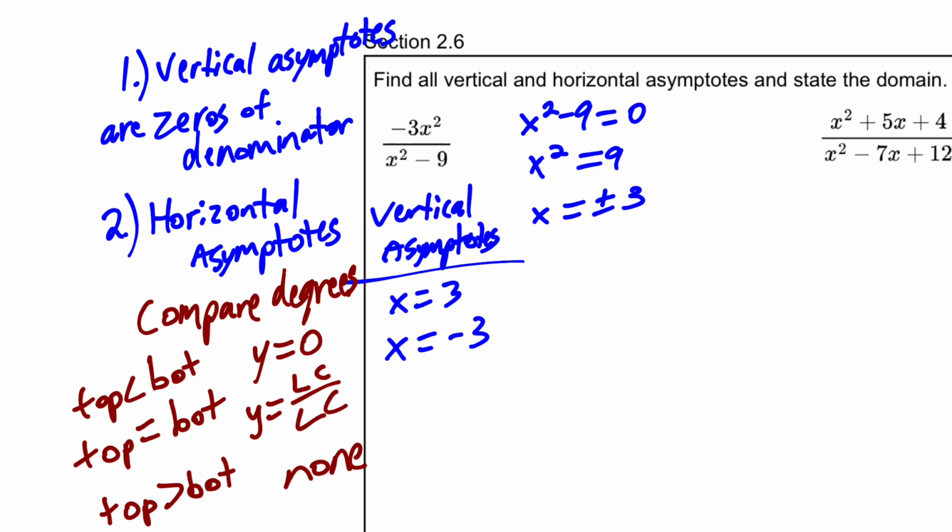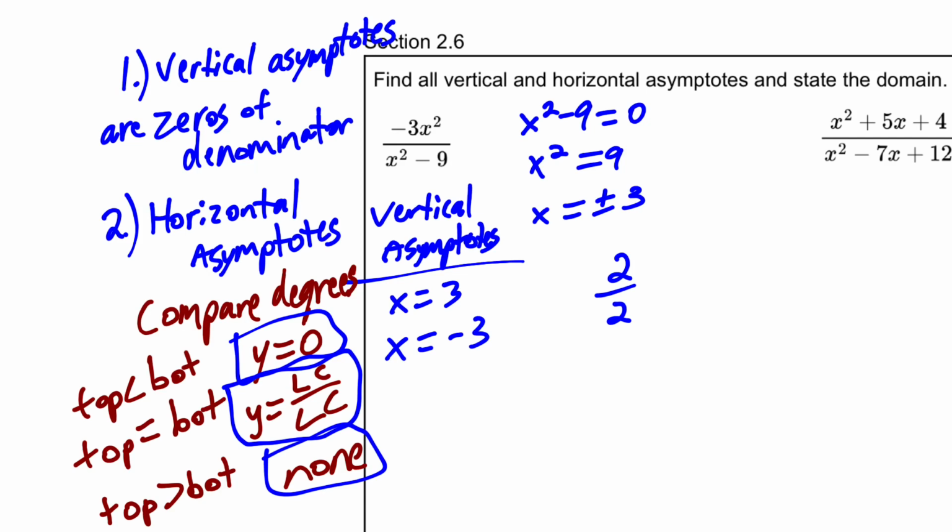For example, if the top was smaller, our horizontal asymptote is the line y equals 0. If our top is the same, we take the 2 leading coefficients and we divide them, and that is our horizontal asymptote. If the top is bigger than the bottom, then there is none. In this case, they're equal. So if I look at the degrees, it's 2 over 2. And therefore I can have my horizontal asymptote defined as the leading coefficient divided by the leading coefficient. So that's y is equal to negative 3 for my horizontal asymptote.